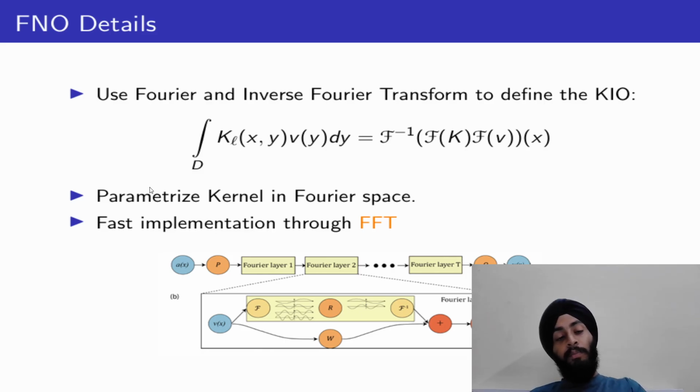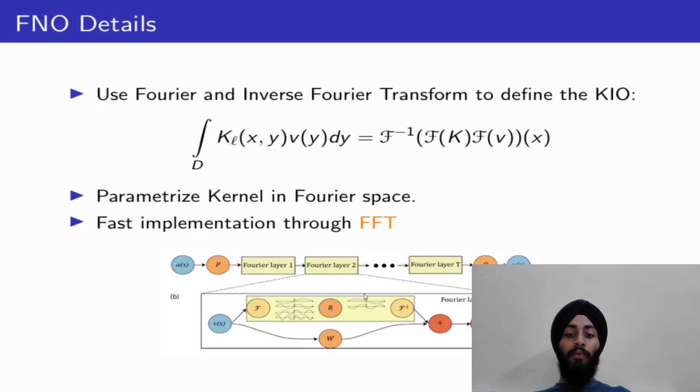So this is exactly what I've written: parameterize the kernel in Fourier space, and we can implement it very fast using FFT, because FFT has the complexity of O(n log n). So this is essentially what my layer looks like: I take a(x) and pass it through some matrix P. Then I have this Fourier layer right here, which takes the Fourier transform. You get all these Fourier modes.